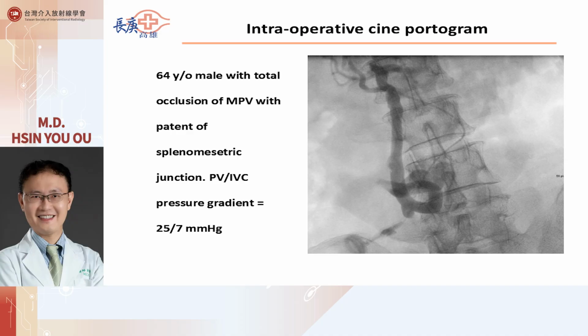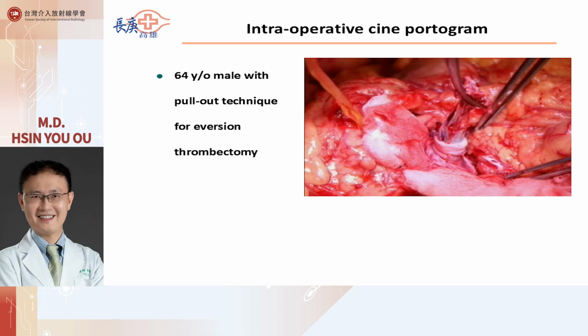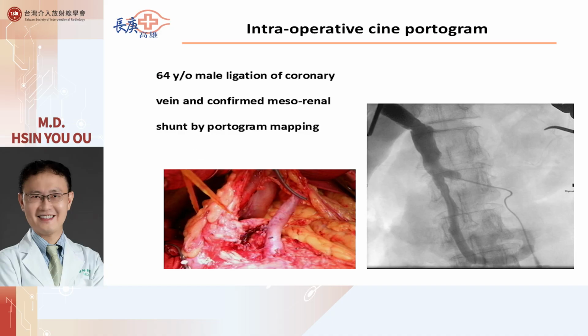And then we will measure the pressure gradient. The pressure in the mesenteric system is 25, and we measure the IVC as 7. So it shows a high pressure gradient, compatible with portal vein thrombosis. And then the surgeon may use the pull-out technique for eversion thrombectomy. After thrombectomy, we make sure the portal flow is still good, and then they will do the anastomosis.